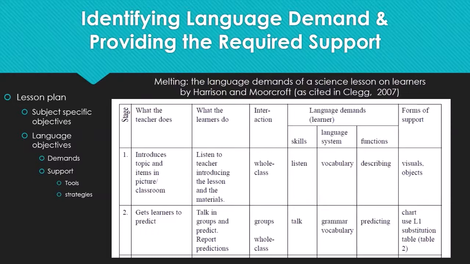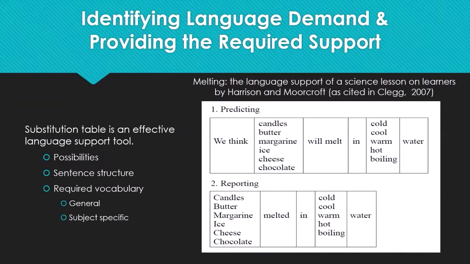The vocabulary, functions, and skills of language are outlined in order to provide support. When learners have to make a prediction, the teacher anticipates a higher language demand on the students and has developed a substitution table to support them. The substitution table shows many possibilities, the sentence structure, and the vocabulary required to make a prediction. This allows more cognitive effort to be afforded to scientific or mathematical reasoning.